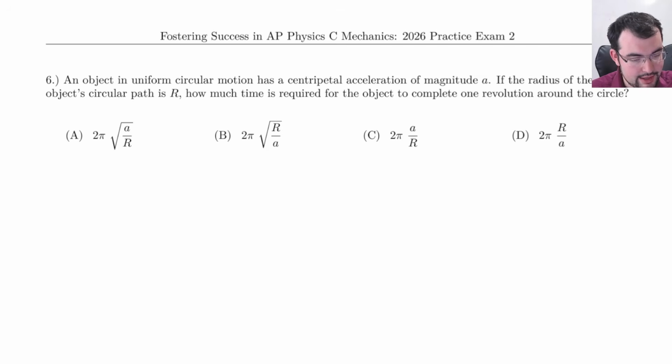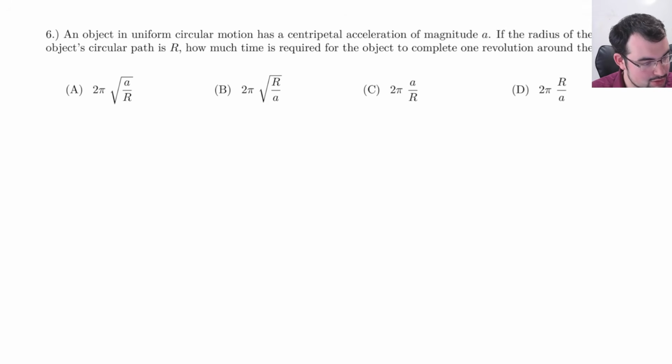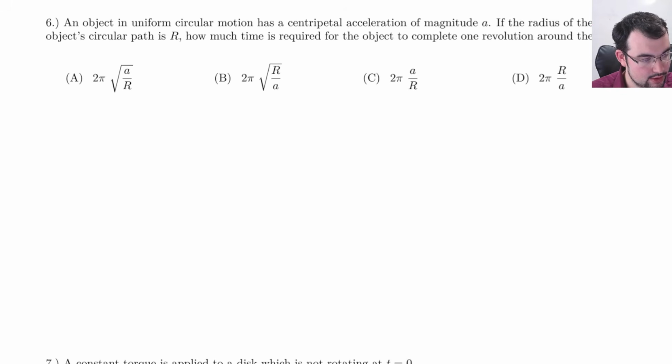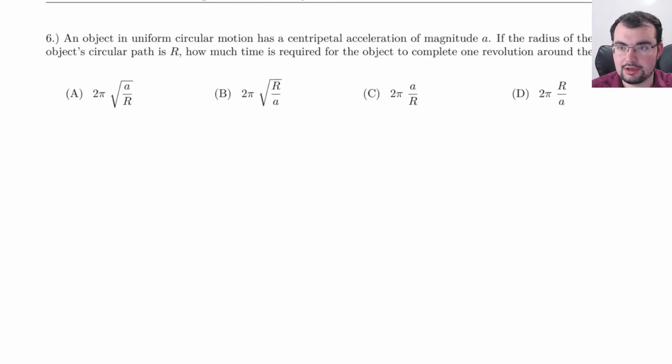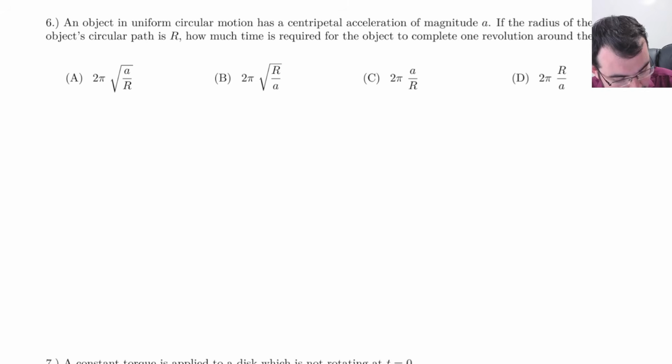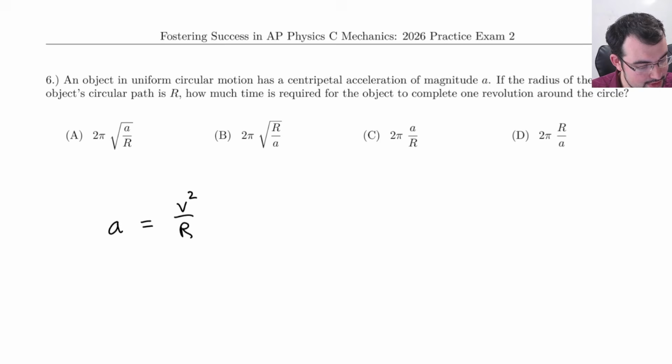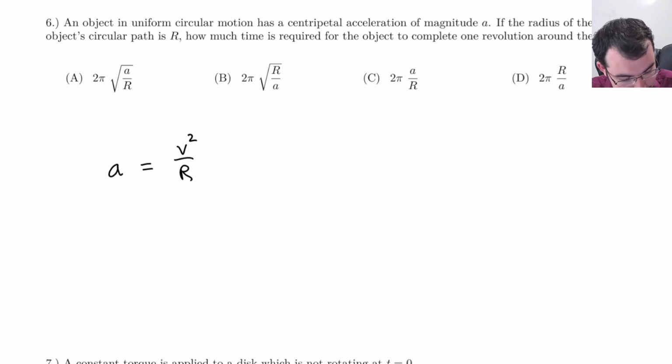All right, an object in uniform circular motion has centripetal acceleration a. If the radius of the circular path is r, how much time is required to complete one revolution? Well, we're talking about the time it takes to complete a revolution. We're also talking about circular motion. So when we're talking about circular motion, we know we can apply the fact that acceleration is v squared over r. And this is helpful because we are interested in the time it takes to go around the circle. So we probably want that speed. So v squared would be equal to a times r.